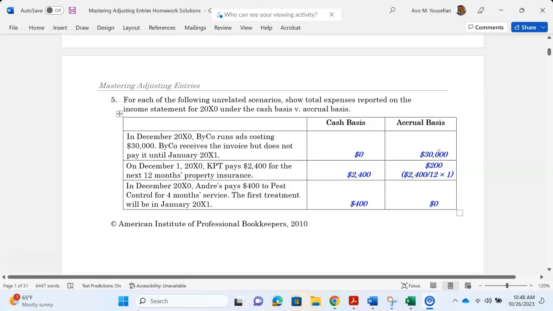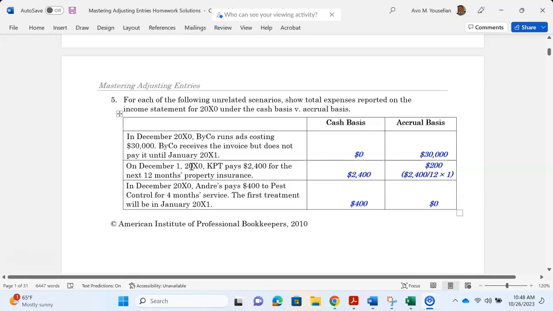But under accrual basis, because the ads are already completed and you have the obligation to pay, you have advertisement expense of $30,000 to recognize. That's debit advertisement expense, credit accounts payable. And that's how you recognize the accrual of the expense that has not been paid yet.